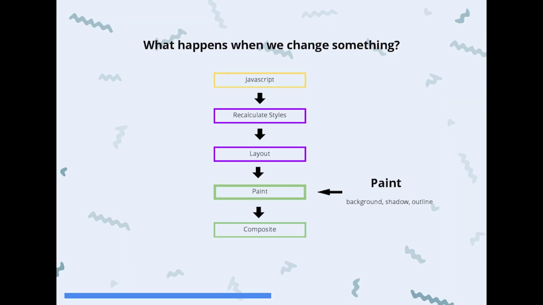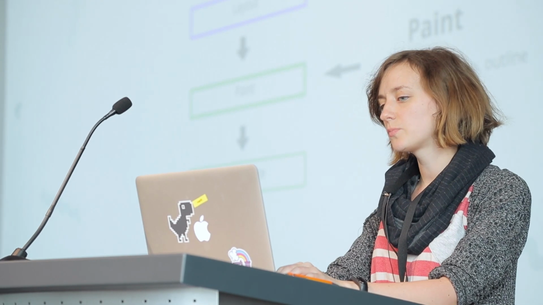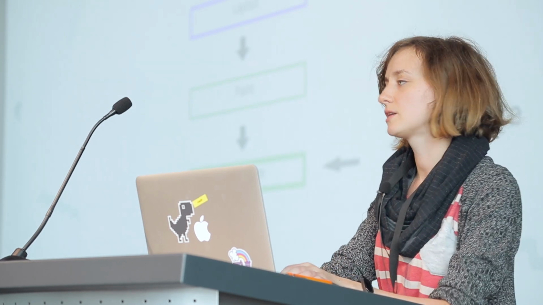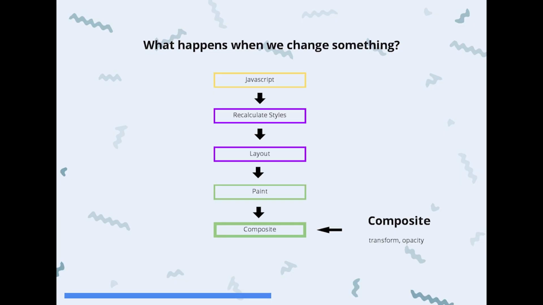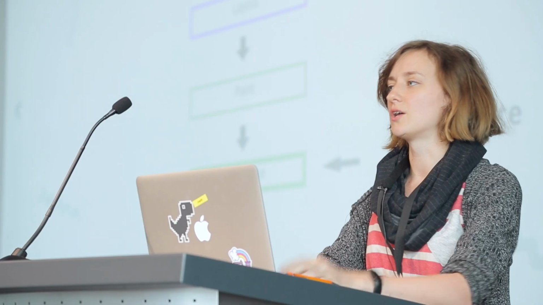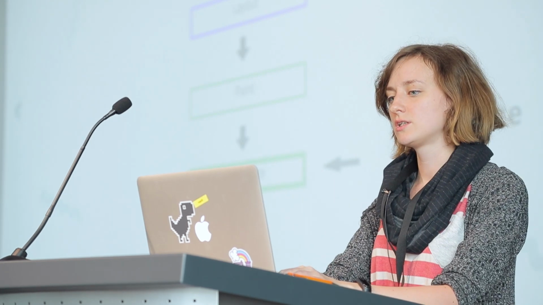Then we have the paint step. That's when we change, for example, the background color, shadows, outlines. It's more performant than layout, but the most performant way to animate is, like I already said, the transform property, and that's happening on the composite layer. So transform and opacity are the last step, and when you animate those, you don't need to go through the previous steps the browser needs to run through. So try to always animate on the composite step.